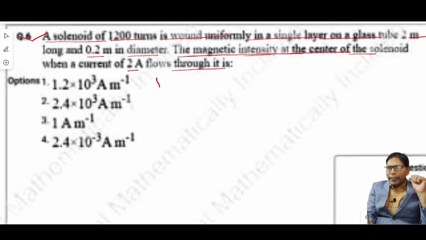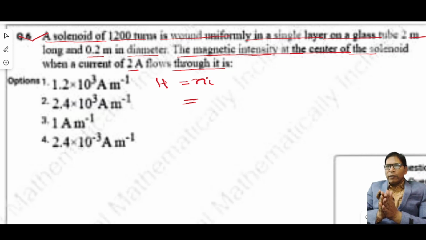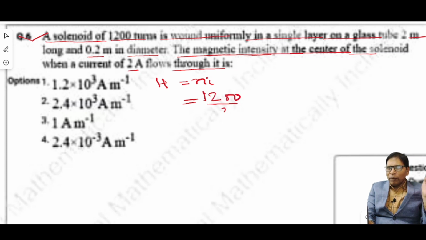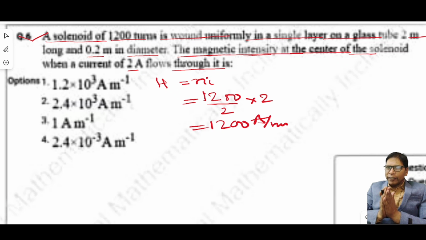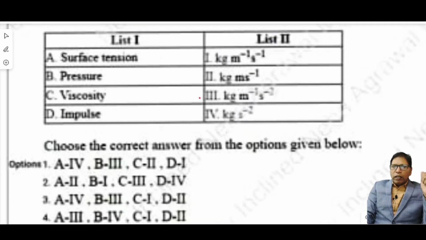Magnetic intensity H equals n into I, where n is the number of turns per unit length. Total number of turns is 1200, length is 2 meters, so n is 1200 by 2, and current is 2 ampere. So 1200 ampere per meter is the intensity of the magnetic field at the center. Option 1 is correct.